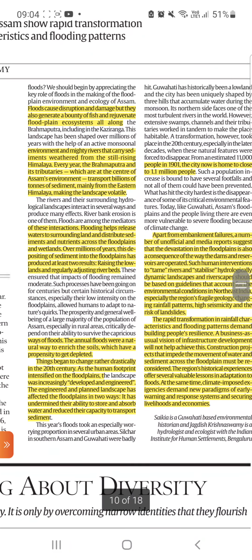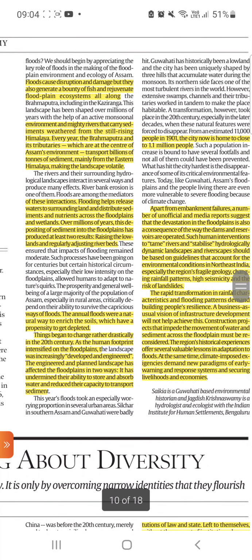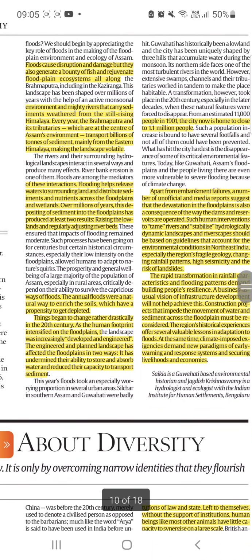Apart from the embankment failures, a number of unofficial media reports suggest that devastation in the floodplain is also a consequence of the way the dams and reservoirs are operated. Such human intervention to tame the rivers and stabilize a hydrologically dynamic landscape and riverscape should be based on guidelines that account for the environmental conditions in northeast India, especially the region's fragile geology, changing rainfall pattern, high seismicity and risk of landslide.